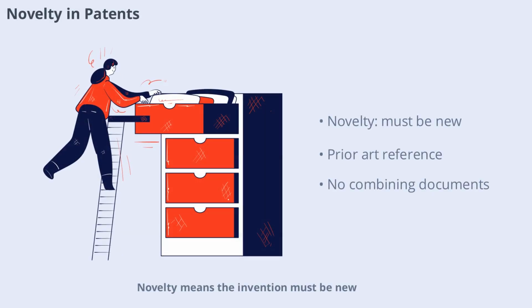Novelty means the invention must be new, not disclosed in any single prior art reference. Prior art includes anything made available to the public before the invention's priority date, such as published patents or articles. If all elements of a claim are found in one prior document, the claim lacks novelty. However, combining multiple prior art documents is not allowed in novelty analysis. This ensures inventors are rewarded for truly original ideas.